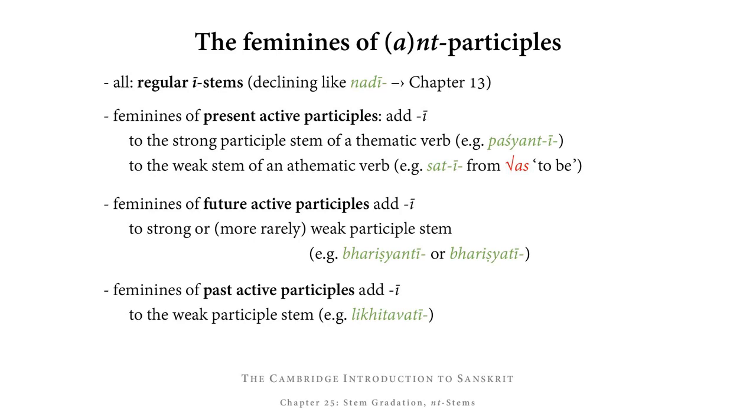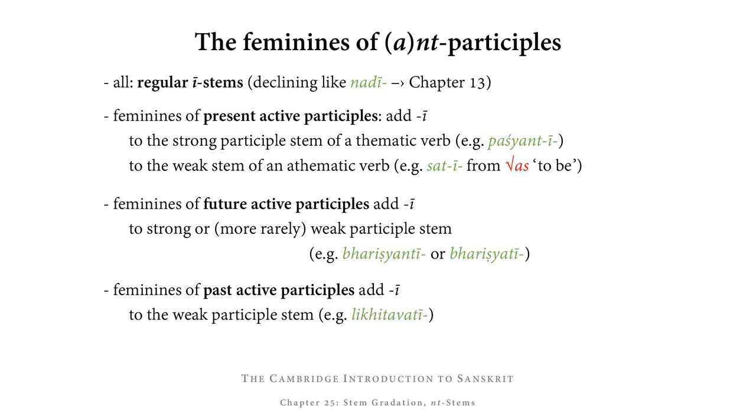Now, as for the feminines of ant or nt participles, in a nutshell, they all add long i to either the weak or the strong participle stem. This means they are all regular long i stems, i.e. they decline like nadi, which was introduced in chapter 13. The feminines of present active participles add i to the strong participle stem of a thematic verb, but to the weak participle stem of an athematic verb. So, for example, from pashyant, seeing, we get the feminine pashyanti, but from sant, being, we get the feminine sati.